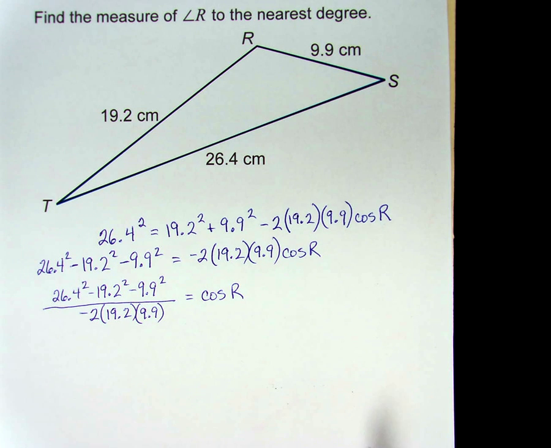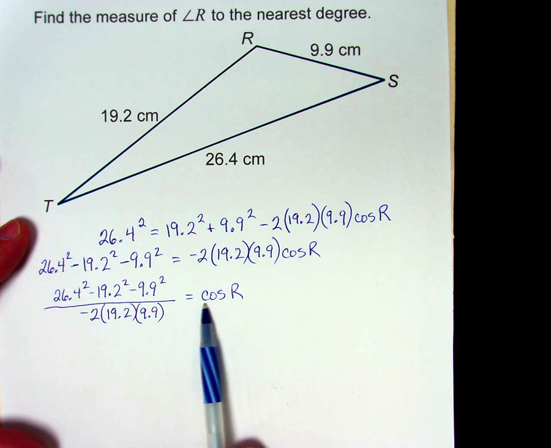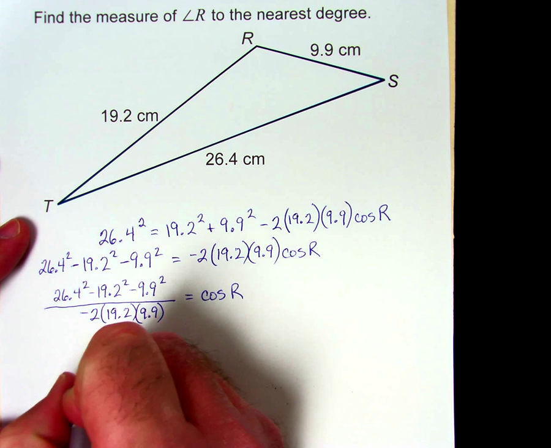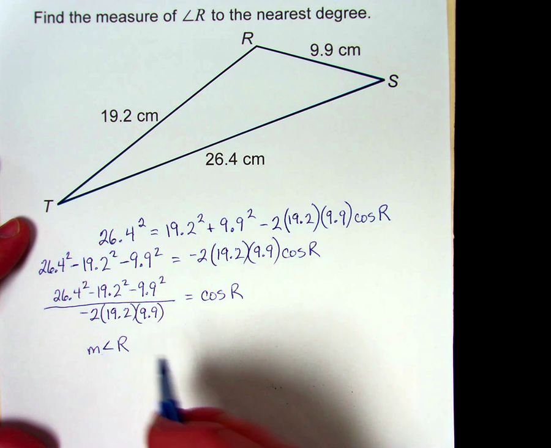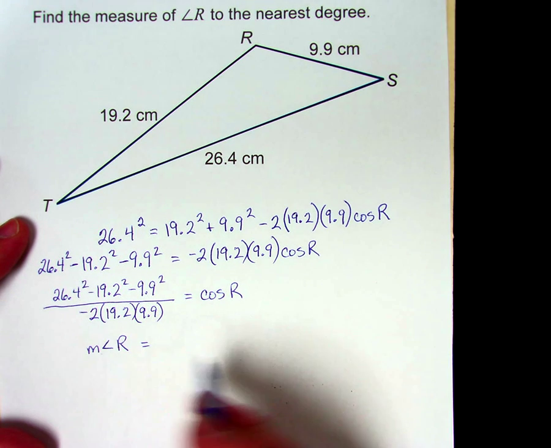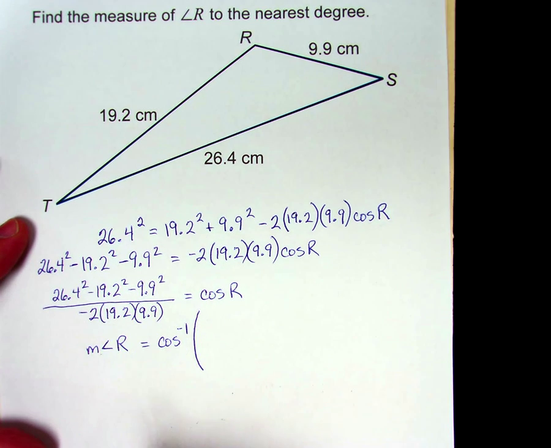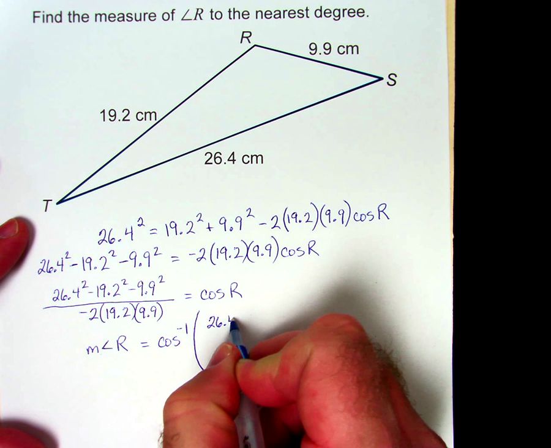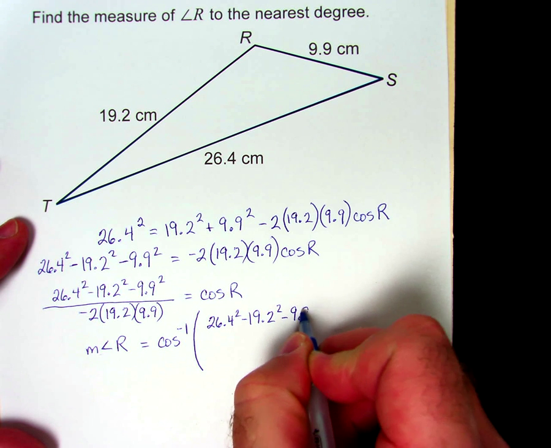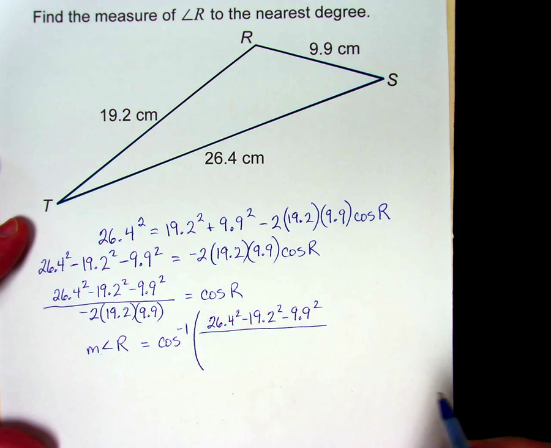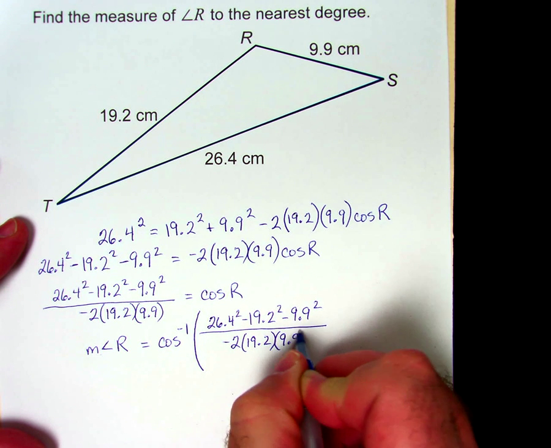Remember, to undo cosine, we use the inverse cosine. So when I do inverse cosine on this side, I'm going to get the measure of angle R, just like having that first, that's our variable. On the other side of the equation, then, we're going to have the inverse cosine of all of this fraction. So it's 26 4/10 squared minus 19 2/10 squared minus 9 9/10 squared, and that's all divided by negative 2 times 19 and 2 tenths times 9 and 9 tenths.